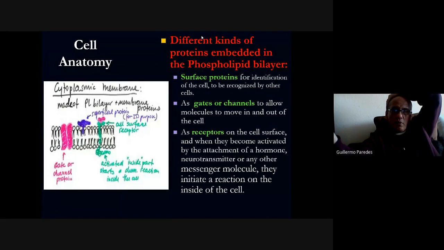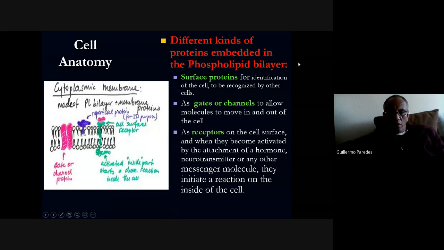Proteins, as you remember, can be enzymes. Proteins can be hormones. Proteins can be immune cells, right? Like immunoglobulins, antibodies, etc. Proteins are everywhere. And the most common area is the cytoplasmic membrane or cell membrane. They are going to work as receptors.